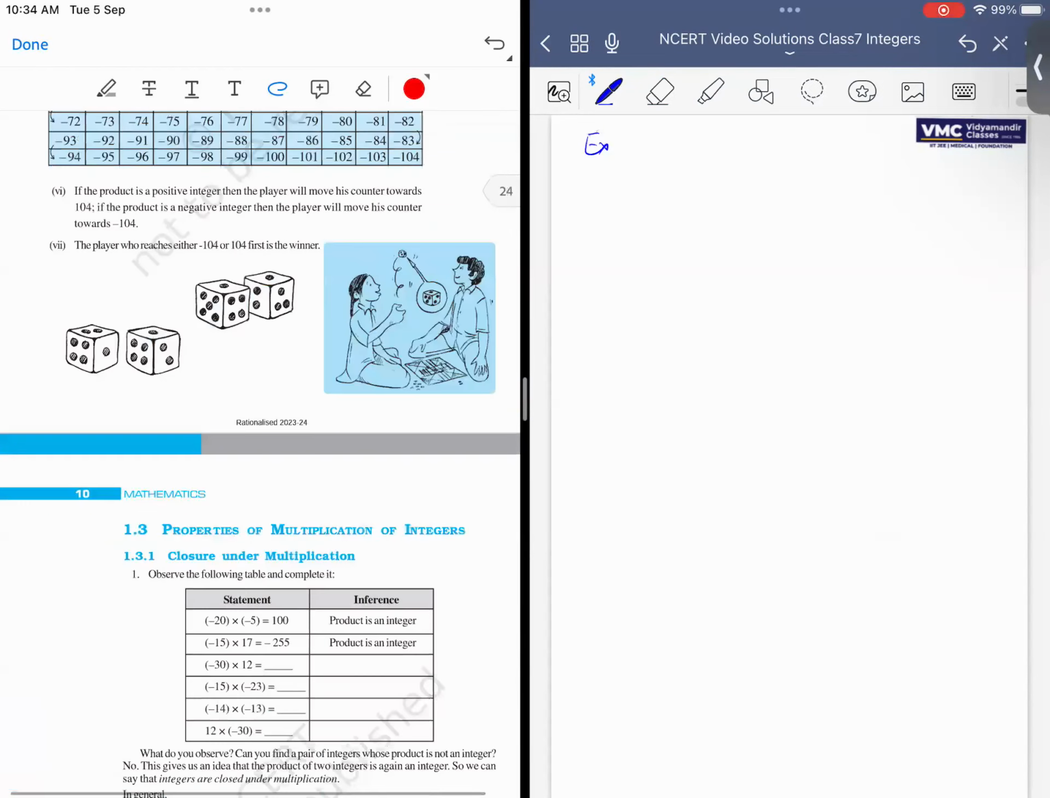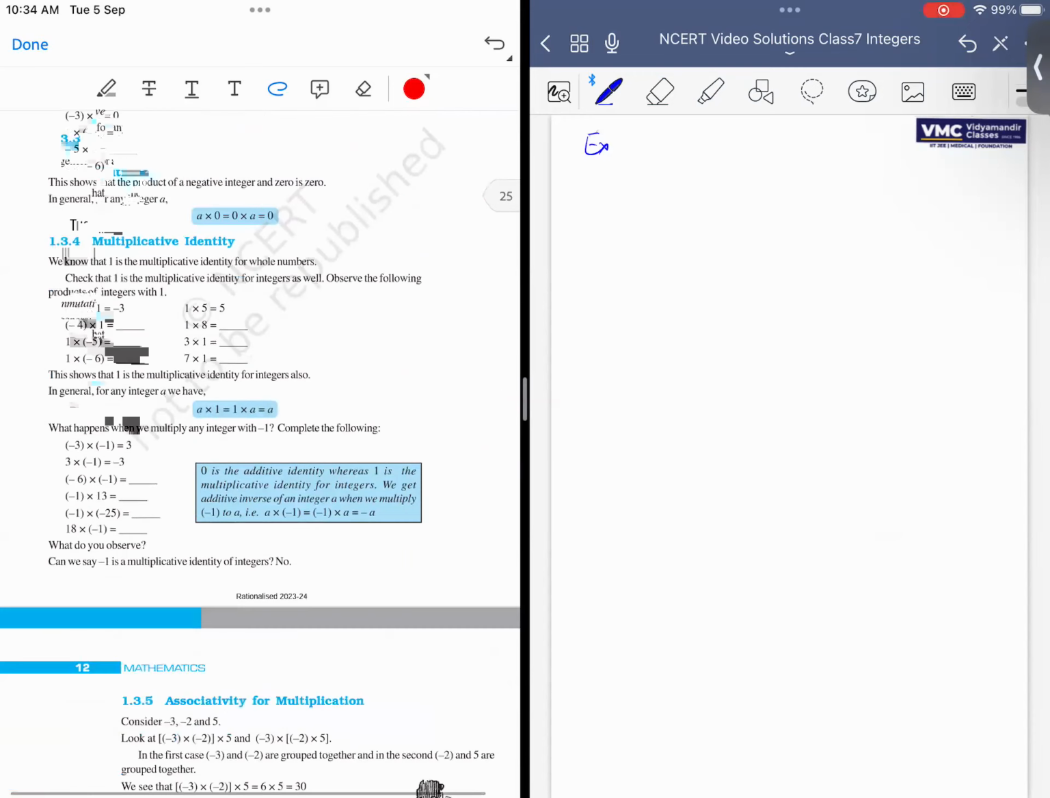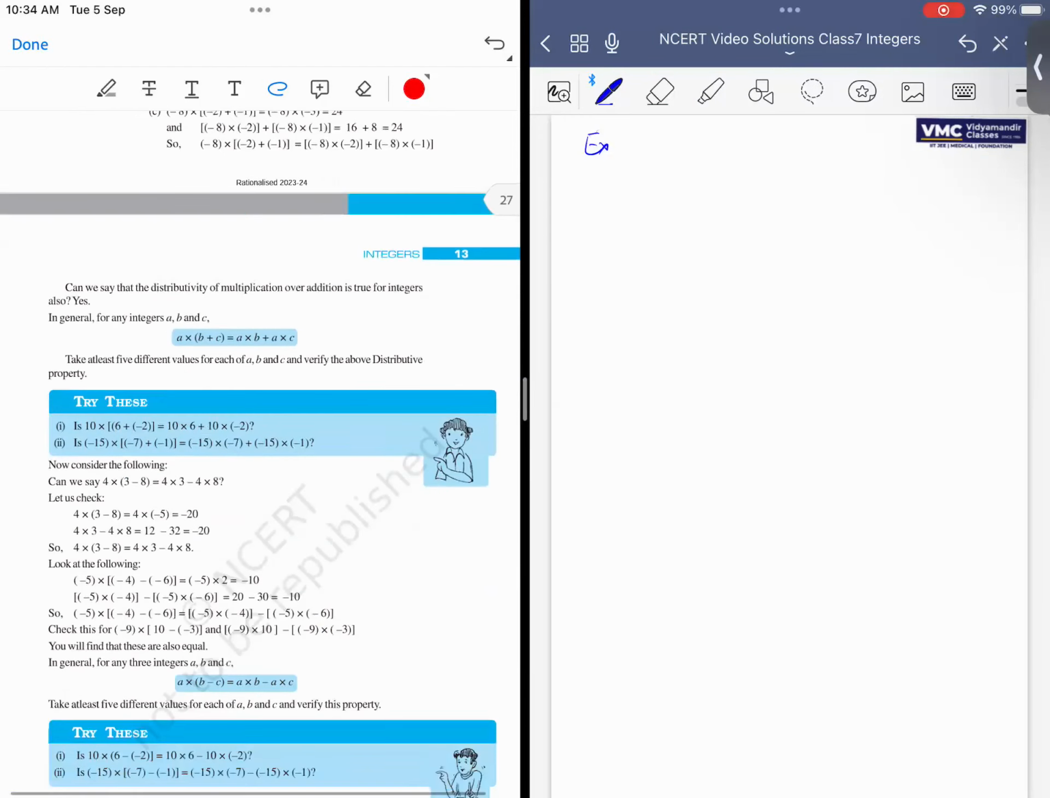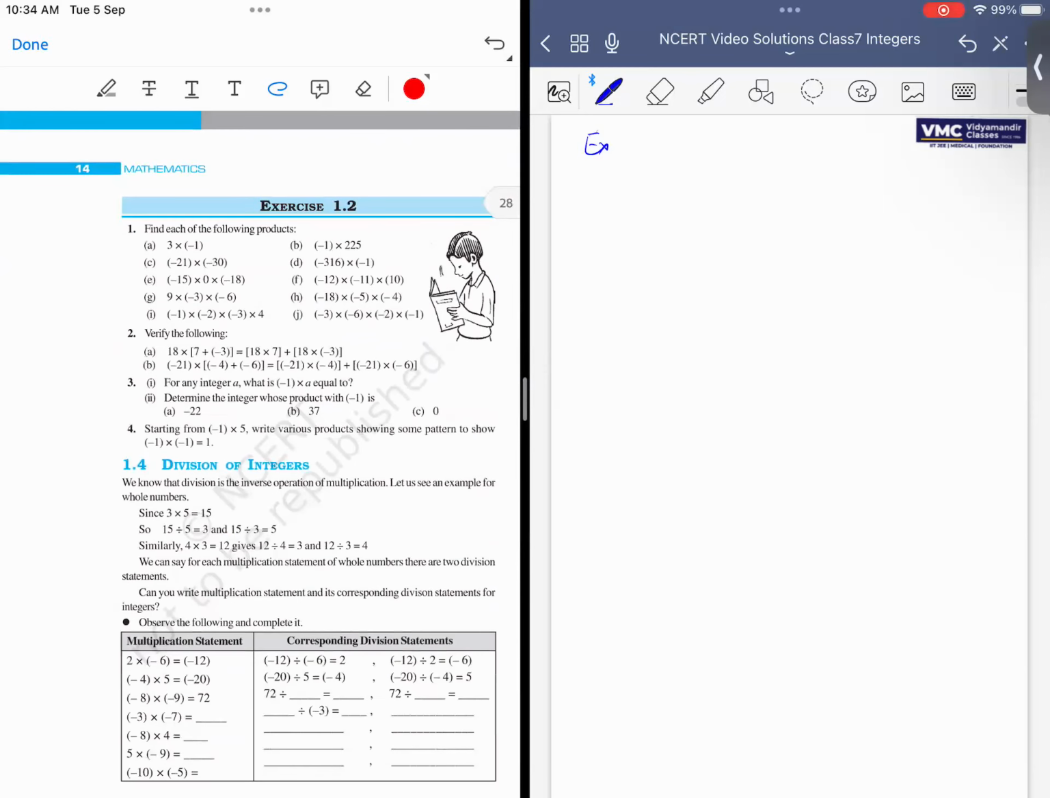Next exercise is about multiplication. 1.2. So the question 1 we see, we just have to multiply. Find each of the following products.